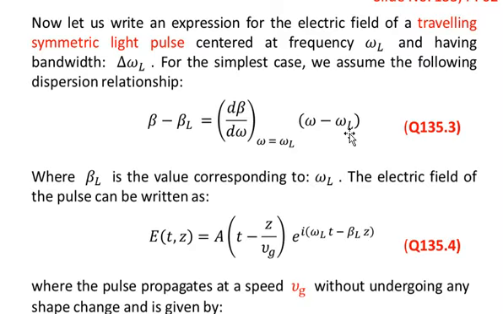Here we are assuming that dispersion is present, that is, the central frequency and any other frequency in the pulse can move with different phase velocities. So this is the relationship between them, where beta L is the value corresponding to omega L. Let me show you the proof of this one. That is the derivation of equation number 3 in the appendix.